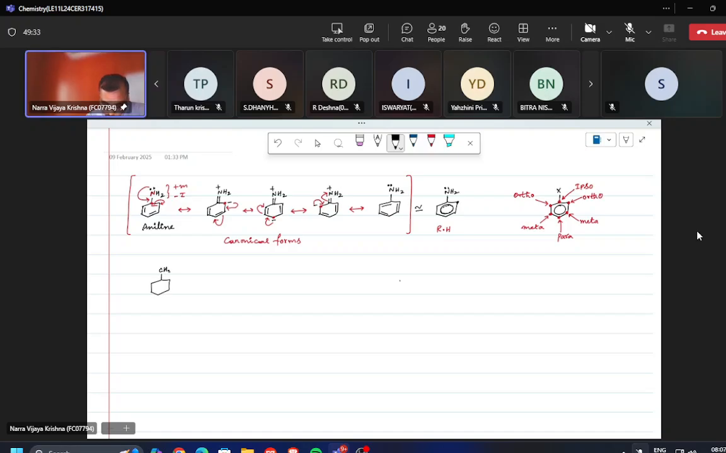I have taken a CH2 plus group. I am taking an NH2 group here. And I am studying the positive charge of the carbocation. I want to check which carbocation is more stable among all these 3. Among these 3, which is the most stable structure? Benzyl cation.